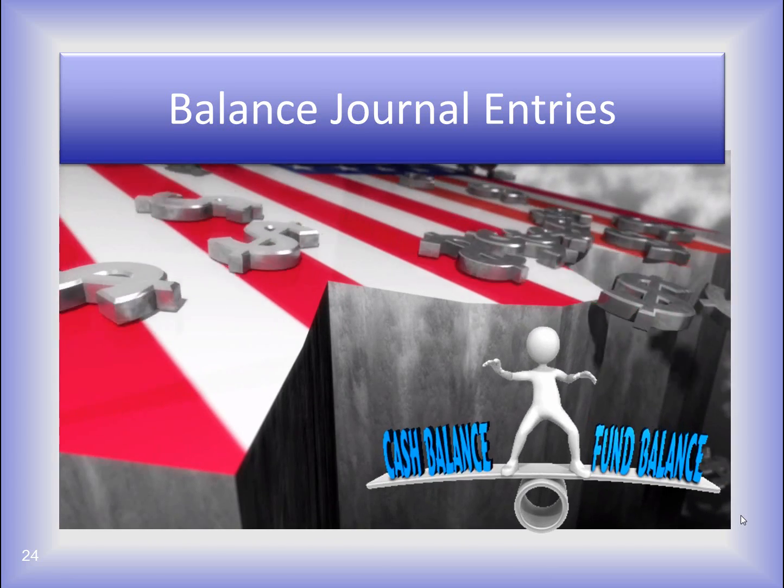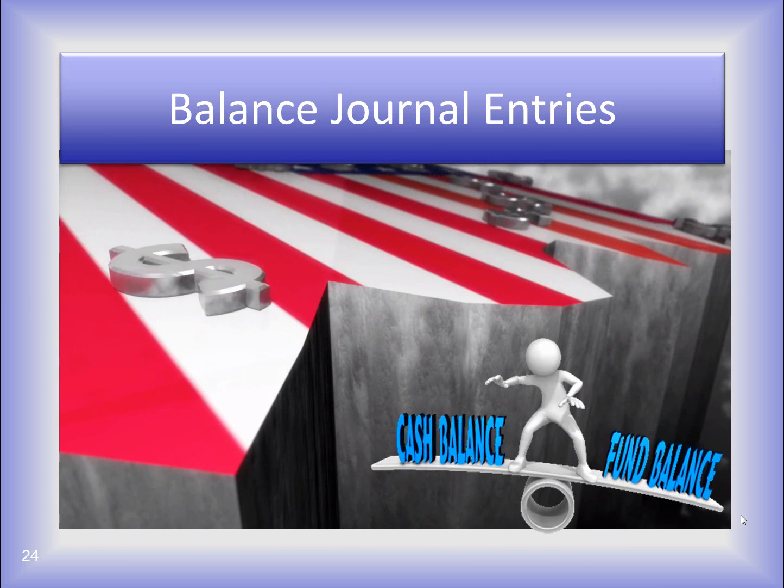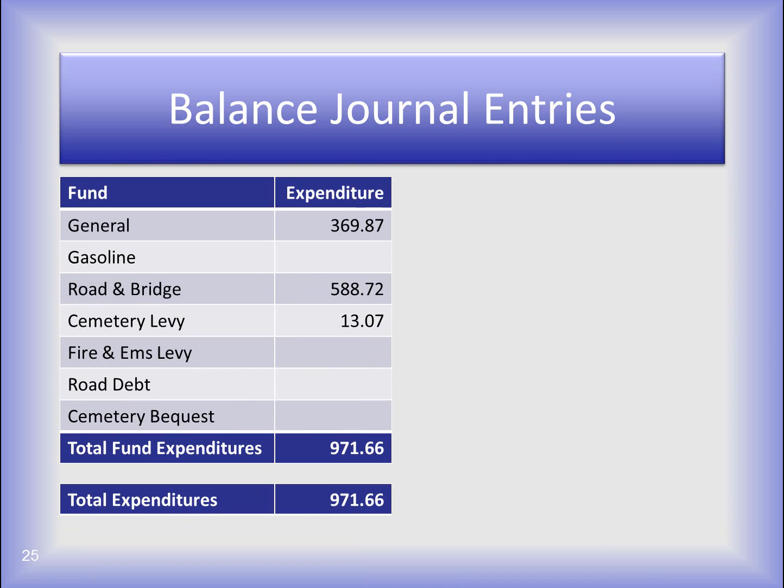Let's see what it looks like to reconcile our payments on the cash and fund sides of our cash journal. The total fund expenditures on the fund side of the cash journal must be equal to the total posted expenditures on the cash side.